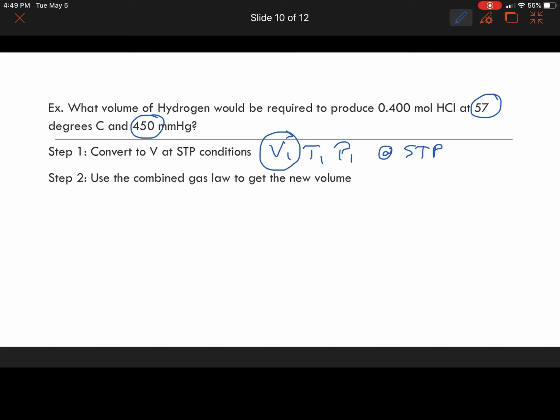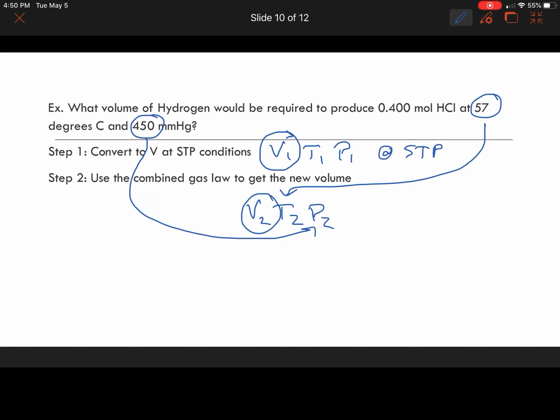The second step, then, we're going to use our combined gas law where our V2, T2, and P2 are the variables that are going to come from the question. So the 57 degrees Celsius, we'll first convert that into Kelvin. That will be our temperature. The 450 millimeters of mercury will be our P2, and we'll solve for V2. Okay, so that's the strategy. Those are the steps. So I'm going to go ahead here and just solve for the volume at STP.